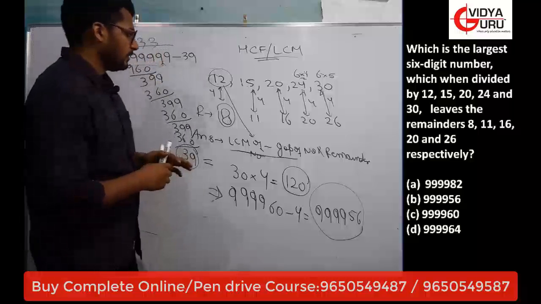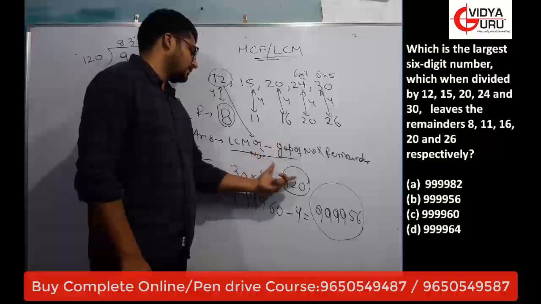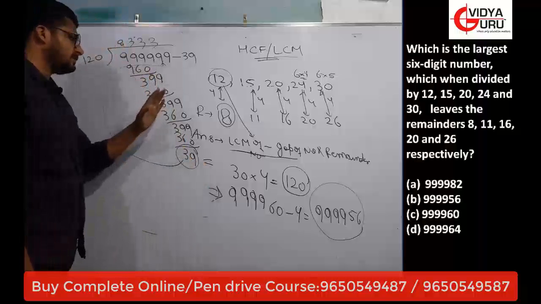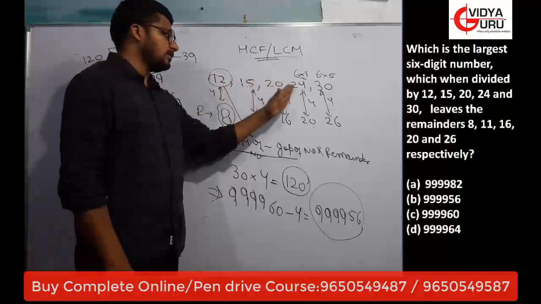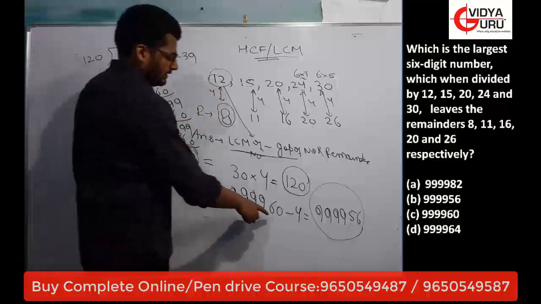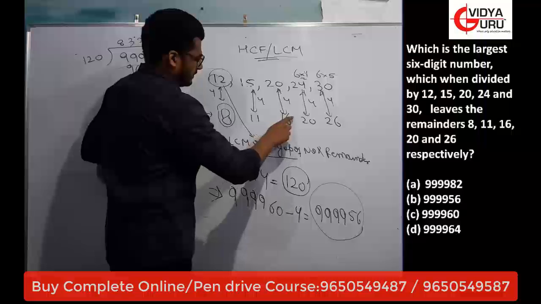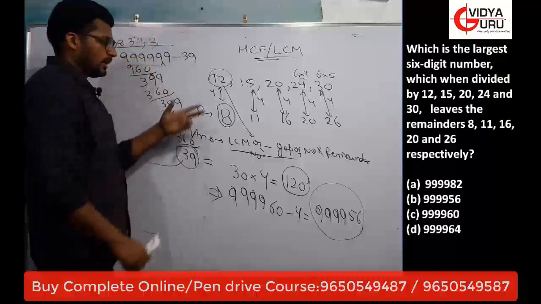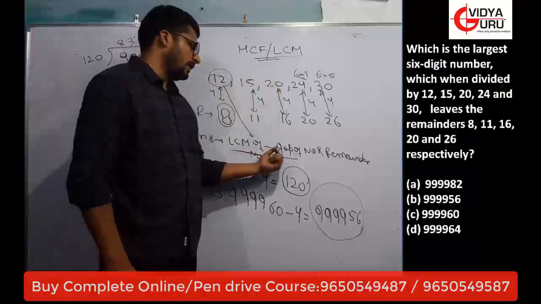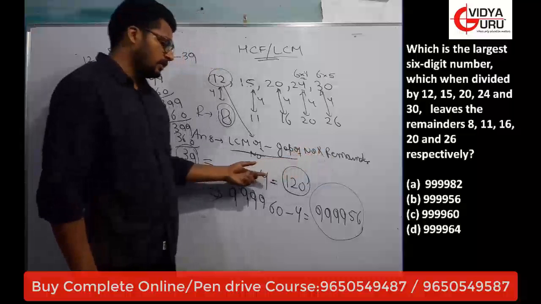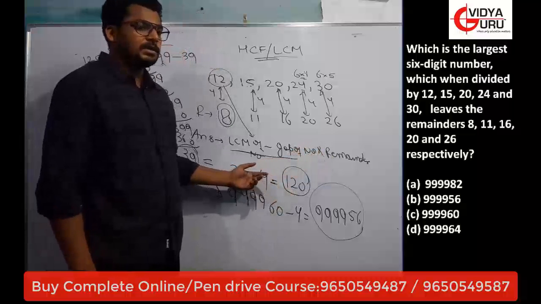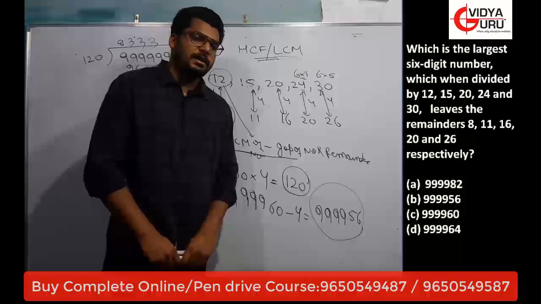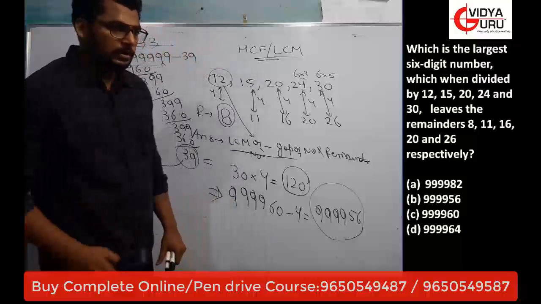What I have done: first we need to find the LCM of these numbers, and from the LCM we need to find the largest 6 digit number which is divisible by all these numbers. So that number is 999960, and I need to make such a number which on dividing by these numbers leaves remainder 8, 11, 16, 20, 26. So the gap is the same. I told you, the LCM of the numbers and the gap will be subtracted. But the question is not asking the least number. The question is asking the largest 6 digit number. So we will subtract it from the largest 6 digit number. Answer will be 999956. So coming on to our next question.